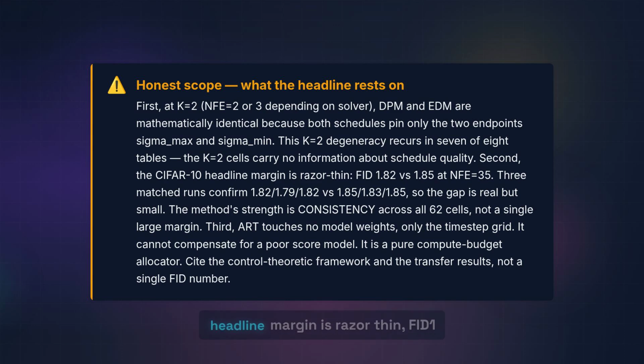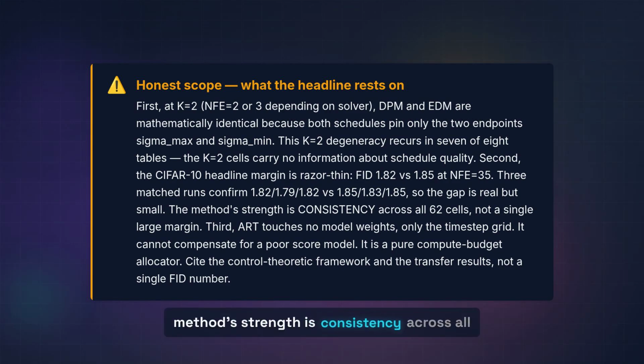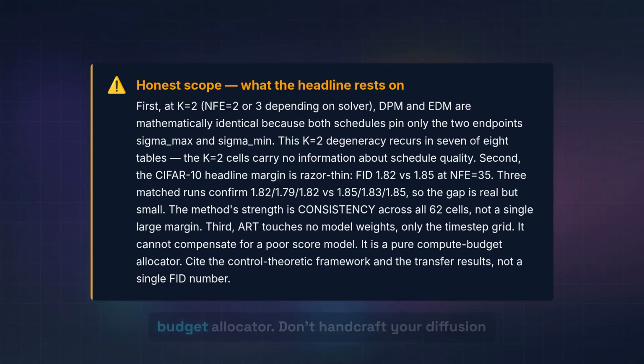Second, the CIFAR10 headline margin is razor thin, FID 1.82 versus 1.85 is within noise on a single benchmark. The method's strength is consistency across all 62 cells, not a single large margin. Third, ART touches no model weights, only the grid, so it cannot compensate for a poor score model. It is a pure compute budget allocator.